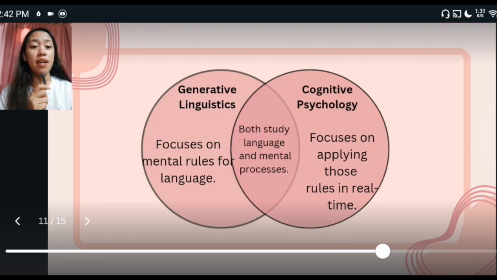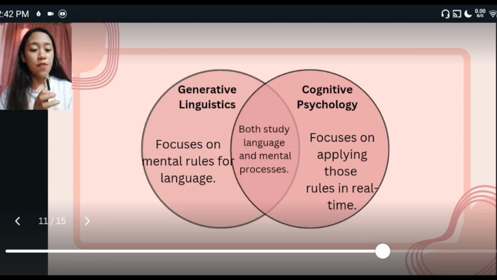For generative linguistics, Noam Chomsky's theory focuses on the mental rules and structures that shape language, like grammar rules we unconsciously know. It's about competence, what's in the mind, like how we know the rules of language, even if we don't always think about them.